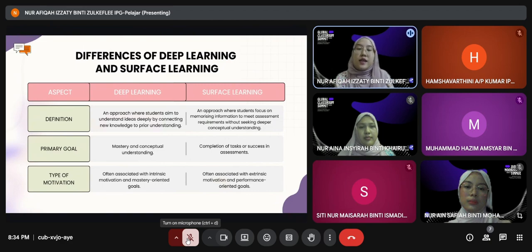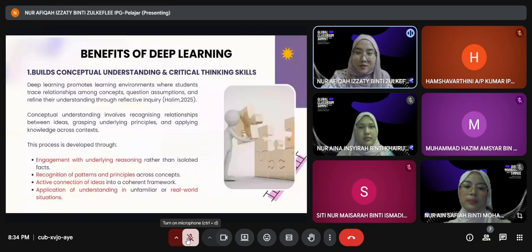So as you can see on the slide, this is a table of comparison regarding the differences of deep learning and surface learning in terms of definition, primary goal, and type of motivation. As I stated before, deep learning is usually driven by mastery and conceptual understanding. And when it comes to motivation, it is often associated with intrinsic motivation and mastery-oriented goals. And a surface learner is someone who focuses on completion of tasks, or prioritizes the grade. They put the grades on pedestals.